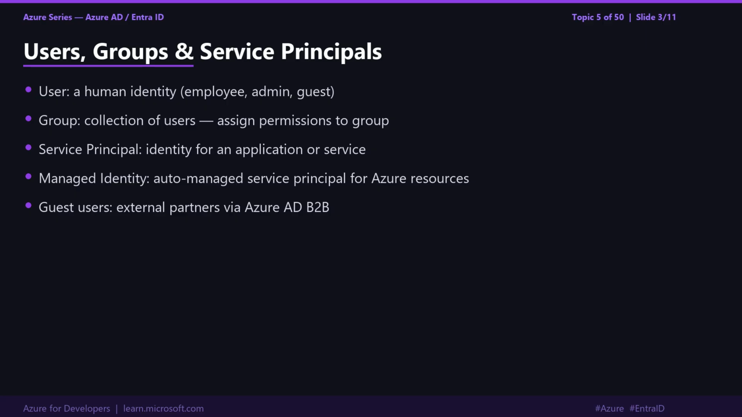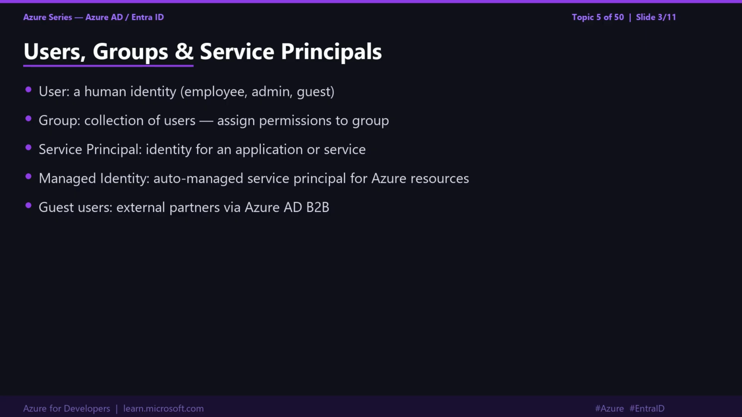A group is a collection of users. Instead of assigning permissions to individuals one by one, you assign permissions to a group and then control membership in that group. If a new developer joins the team, you add them to a group and they automatically inherit all the right permissions. When they leave, you remove them from the group.